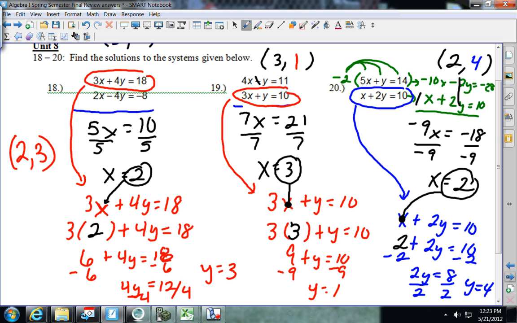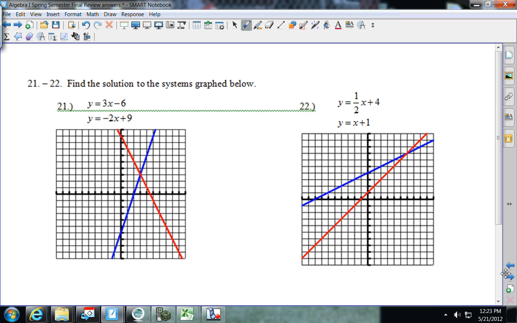Your next ones. Right here it says find the solutions to the systems graphed below. Well, this shouldn't be too hard. We just said that it's where the two lines intersect. So here it is right here. It is 1, 2, 3, up 1, 2, 3. So the solution would be 3, 3.